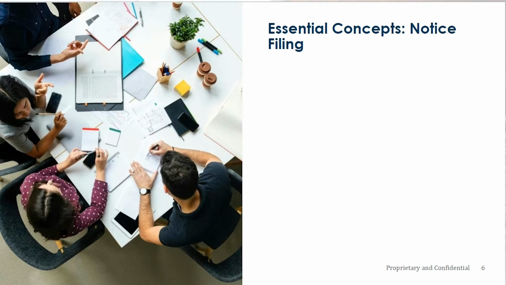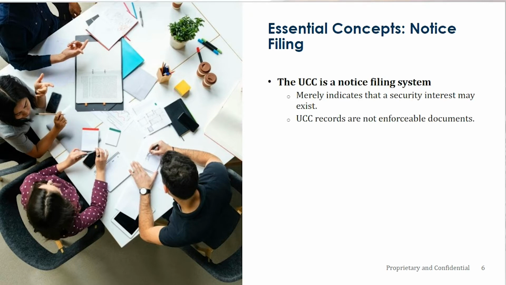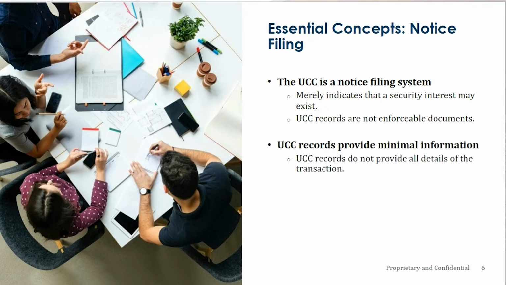So the important thing to remember about Uniform Commercial Code filings is that the UCC system really is a notice filing system. It indicates that a security interest may exist, but you really have to get down to the transactional documents behind the UCCs, because the UCC records are not enforceable documents per se. It's really the transactional documents behind them that are the enforceable documents. And the UCC records do provide minimal information. They do not provide all of the details of the transaction, and that is by design.